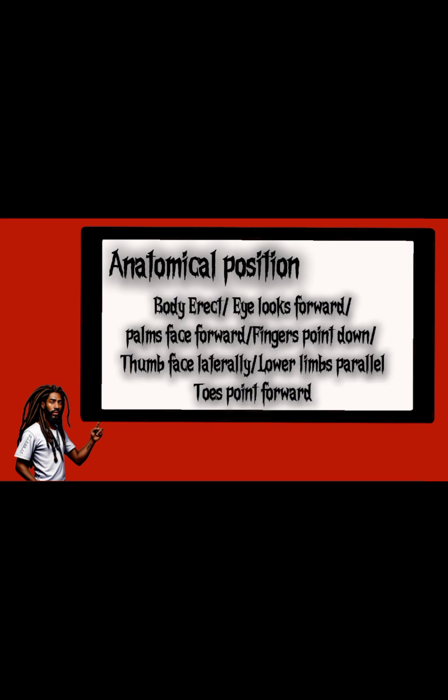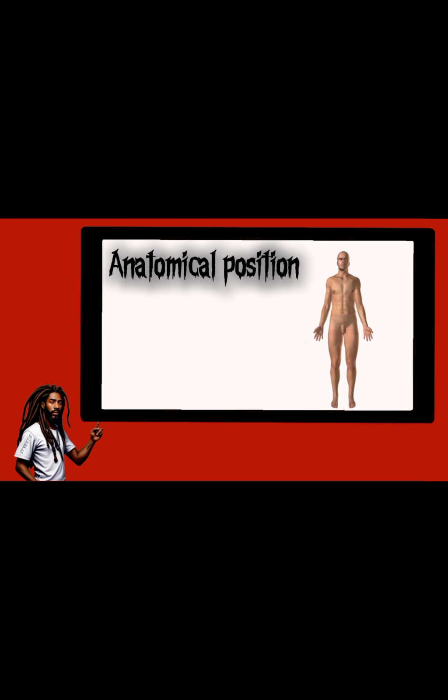There are also others. So for the anatomical position, the body is erect, the eyes are looking forward, the palms face forward, the fingers are pointed down, the lower limbs are parallel to each other, and the toes point forward. It's just a position where the person is kind of stiff, trying to be as erect as possible. So that's basically how the anatomical position is. You see the image right now. The person just looks kind of stiff.